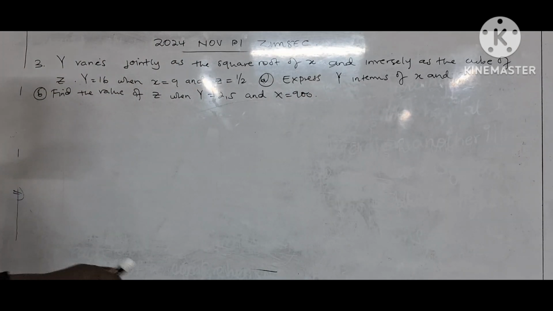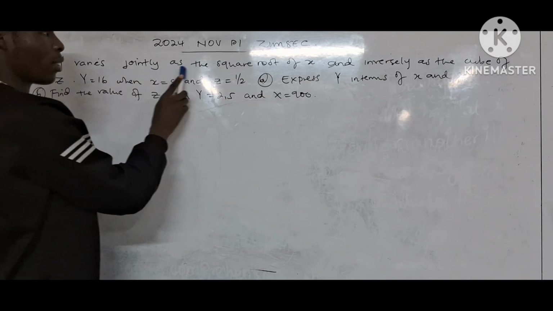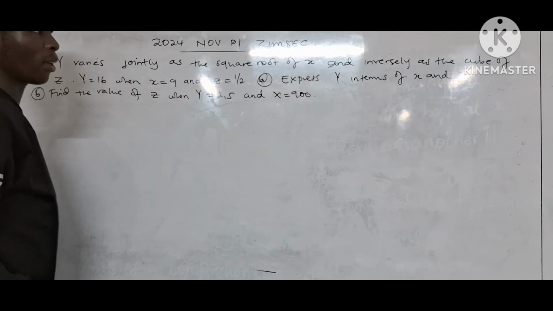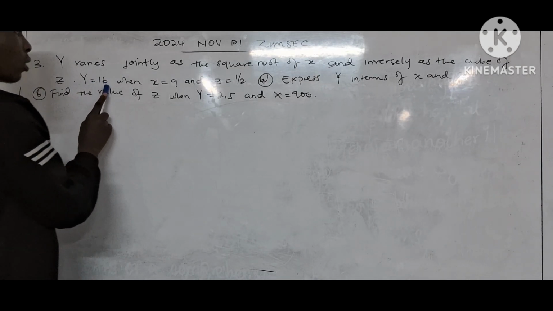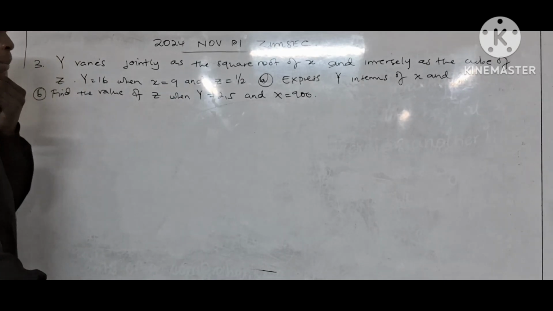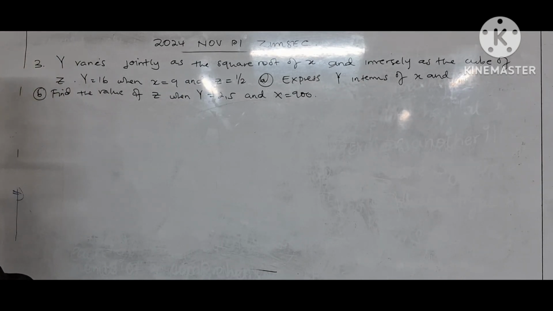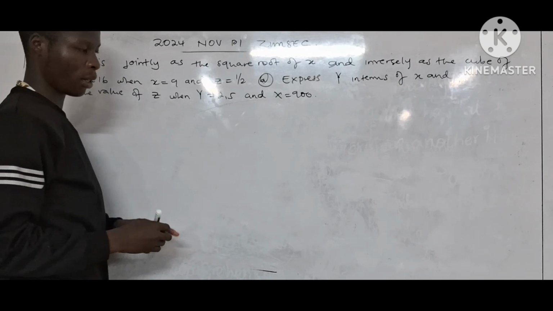So this is question number 3. Y varies jointly as the square root of x and inversely as the cube of z. Y is equal to 16 when x is equal to 9 and z is equal to half. Part A, express y in terms of x and z. Part B, find the value of z when y is 2.5 and x is equal to 900.